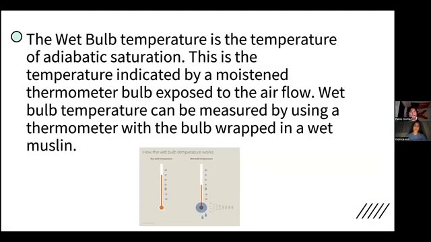In conclusion, the wet bulb temperature is the temperature of adiabatic saturation. This is the temperature indicated by a moistened thermometer bulb exposed to the airflow. Wet bulb temperature can be measured by using a thermometer with the bulb wrapped in a wet muslin.